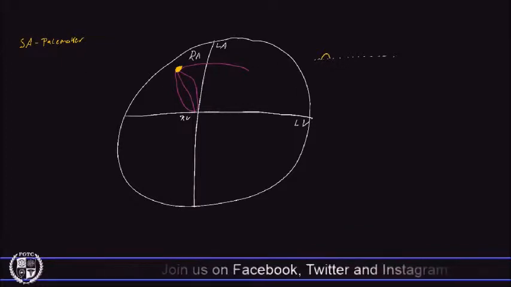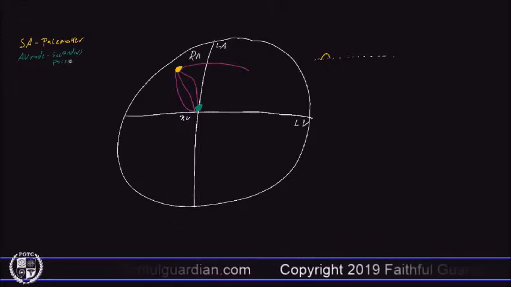Now, your next thing that we have is something called the AV node. Okay, and your AV node stands for the atrioventricular node. It is the secondary pacemaker. And its main purpose is going to be to slow down the conduction. So it slows the conduction.